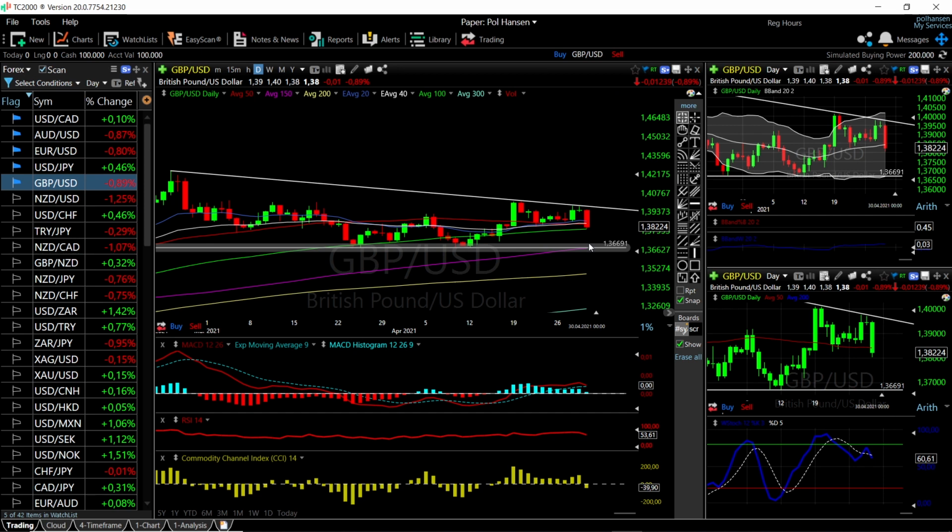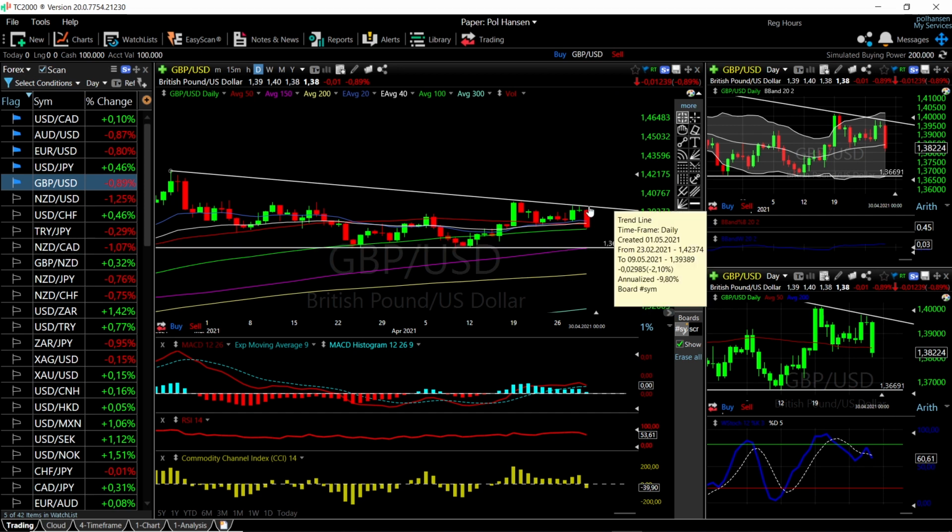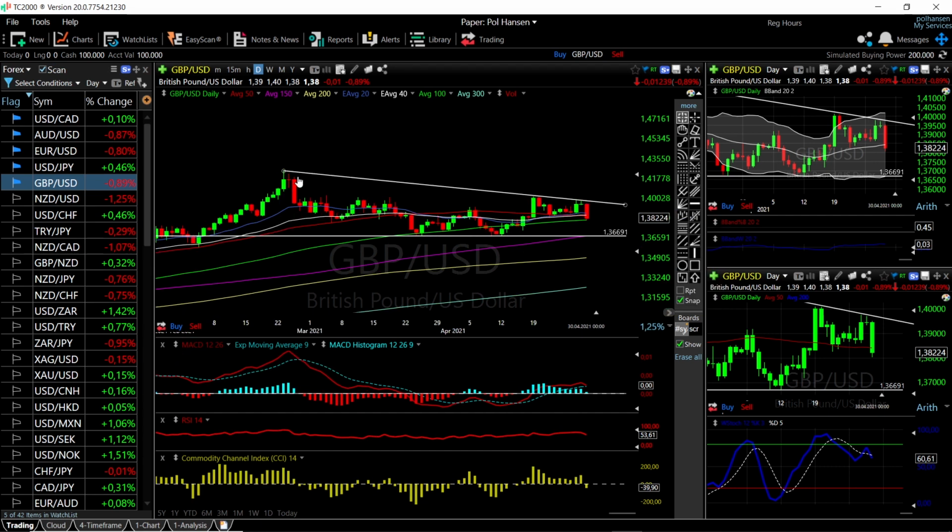A breakdown below here could open the door to these lows. A rally from here will most likely find resistance at the resistance line, and with a break above that, we could basically go and test these previous highs.